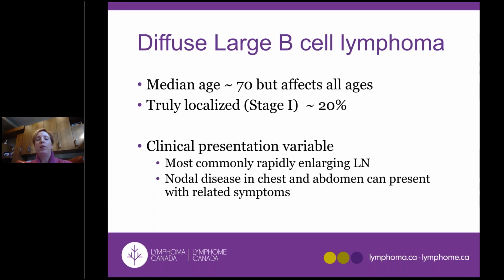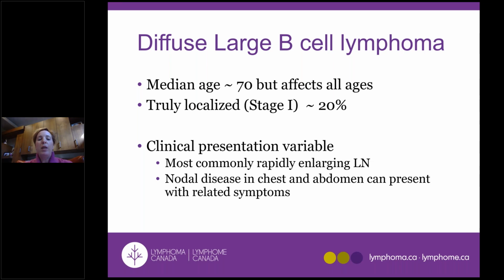Just a little bit more information about diffuse large B-cell lymphoma. The median age is approximately 70, but this truly is a lymphoma that we see in all age groups. And so we fairly commonly see it in the young adult patient population. My practice goes to as young as age 17, but it also affects the very elderly patients. It's very uncommon to have truly localized diffuse large B-cell lymphoma. So this is a lymphoma that generally presents with advanced stage disease, stage 3 or 4.